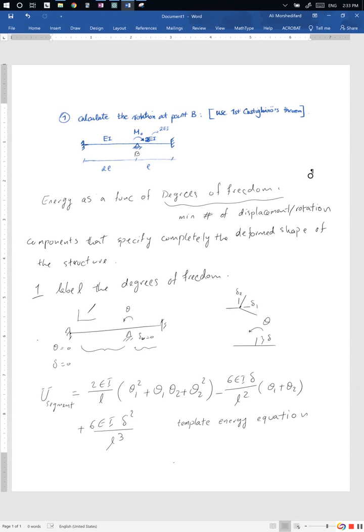I say template because it's for a general segment that has a rotation on the left, a rotation on the right, and a differential delta, which is like this. So if the left and the right side move by the same delta, there will be no distortion in the beam, right? So if this is the original segment and both ends move by delta, there is no distortion and there would be no energy stored. But if you have a differential delta, then there is definitely going to be energy stored in the structure.